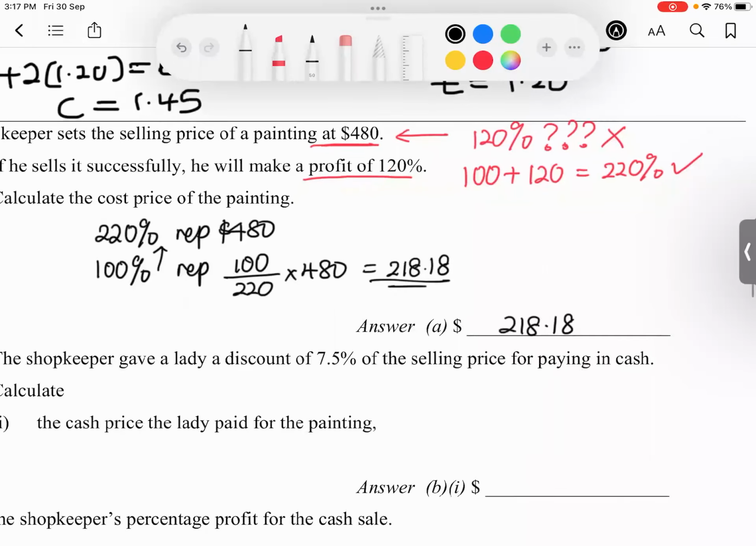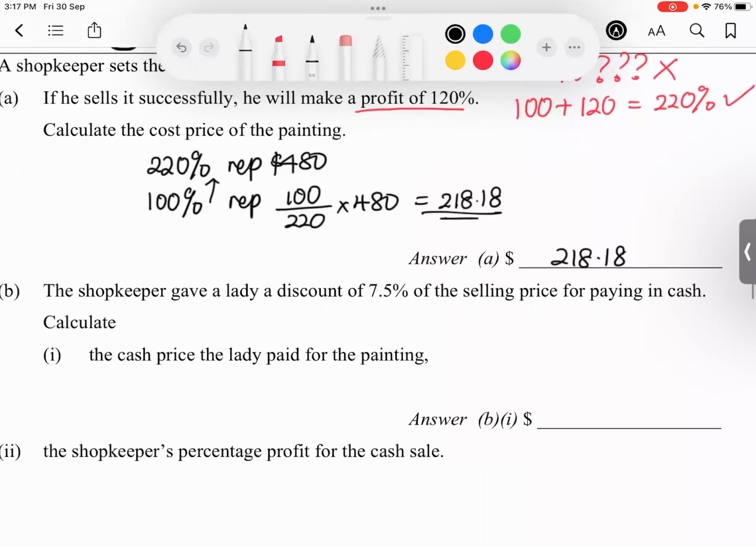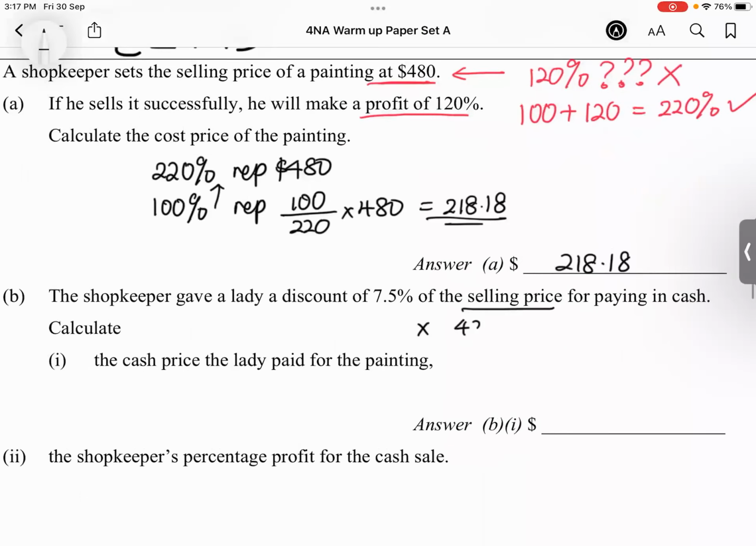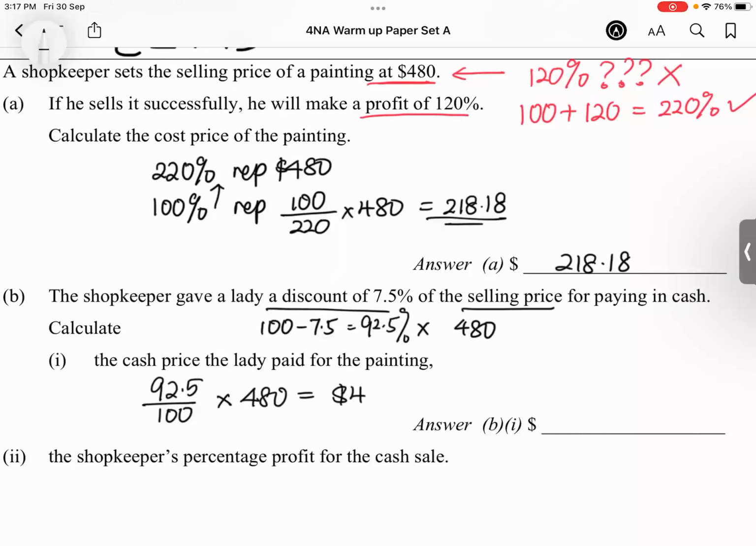Next question. A shopkeeper gave a lady a discount of 7.5% off the selling price. So 7.5% off 480, discount: 100 minus 7.5, left with 92.5%. For paying in cash, find the cash price. So 92.5% of 480, and that will give me $444.